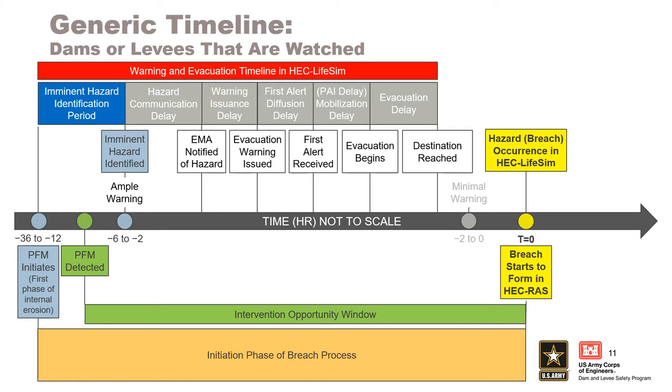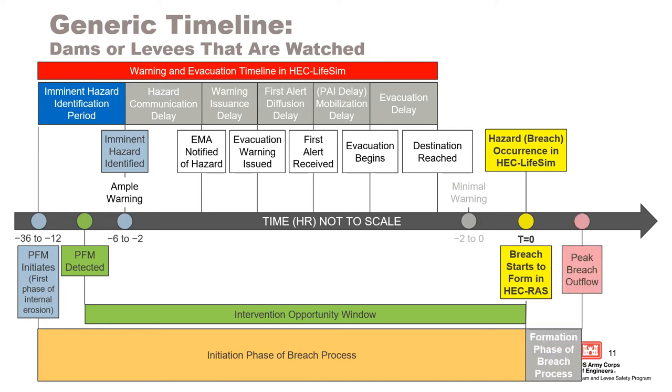Here is the remainder of the warning and evacuation timeline in HEC-LifeSim. The time periods can move relative to each other and are unique to each emergency management agency. Therefore, they are not shown here to a specific time. However, in a relative sense, an optimistic warning and evacuation scenario is shown, which begins prior to the start of breach formation. Whether or not a safe destination is reached by the mobilized PAR depends on the evacuation speed and flood wave arrival time.